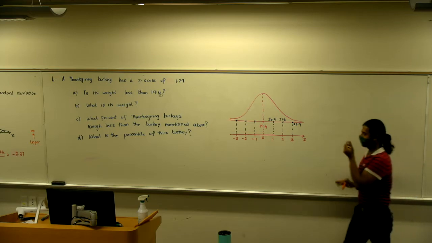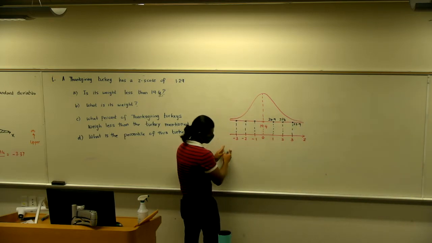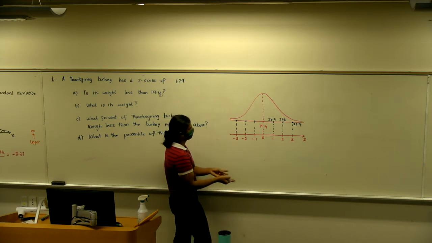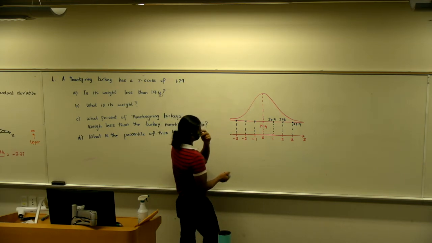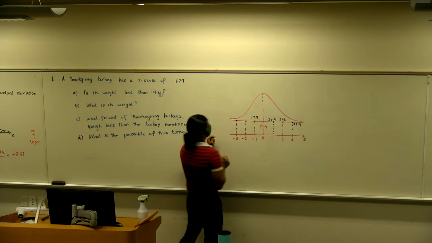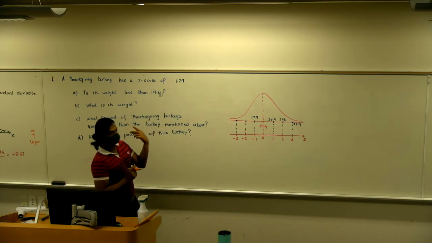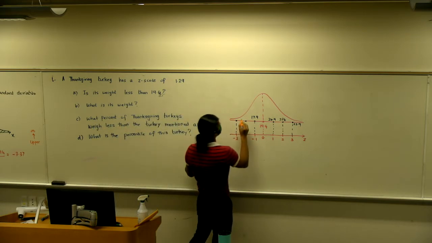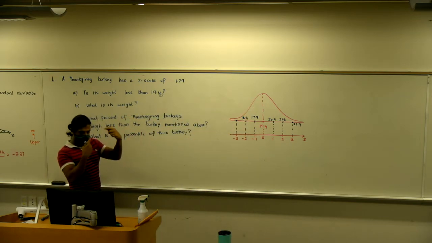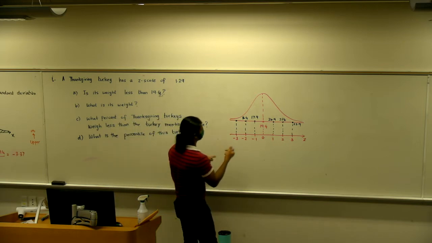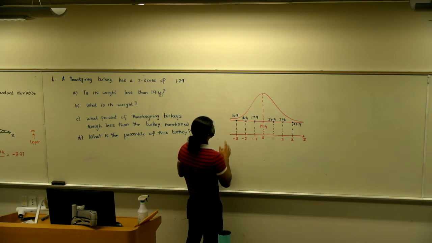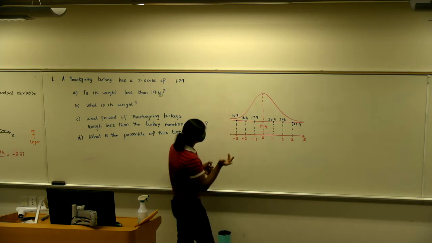Yes? And we could do the same thing on the other side. So 1 standard deviation below the mean, you've got to subtract 1.5. That would be 17.9. Subtract 1.5 again, you get 16.4. Subtract 1.5, 1.5 is the standard deviation, you get 14.9. Okay.